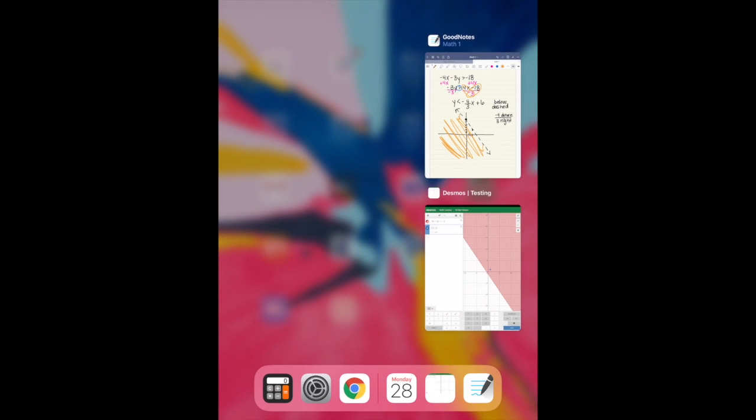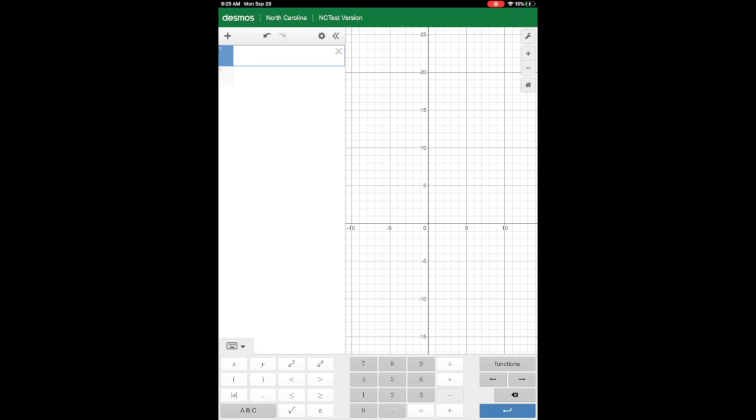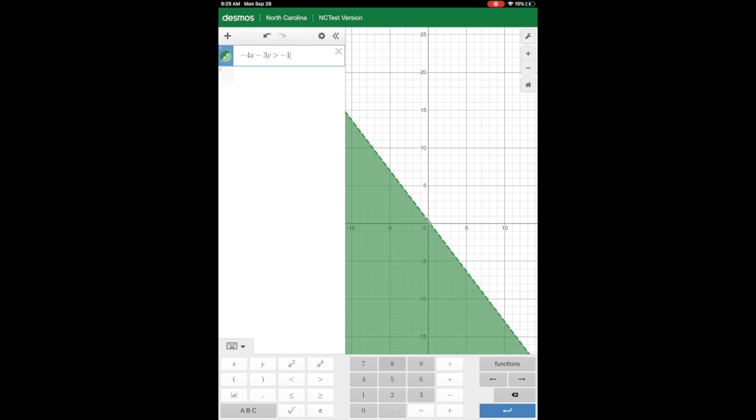Again, you can check that in Desmos and see if your shading and everything is correct. So I have negative 4x minus 3y is greater than negative 18. And you should be able to see that the shading is below. I do have a dashed line, and you can pick any point within there and check it out.